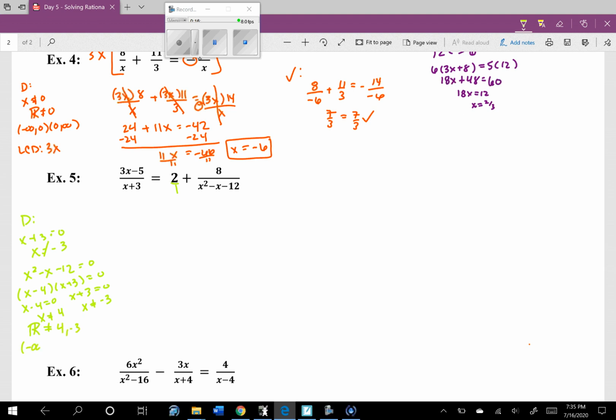The way that we write that would be negative infinity to negative 3, negative 3 to 4, and 4 to infinity. So now we have our domain. We need to go ahead and find the LCD of all the denominators. So again, this was x minus 4 times x plus 3. So the LCD of all the denominators would of course then be (x plus 3)(x minus 4).